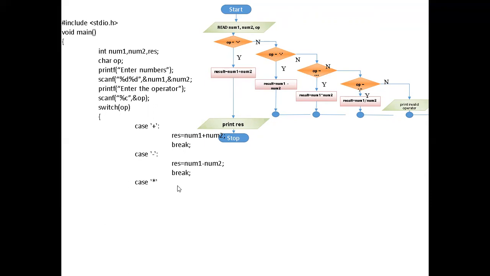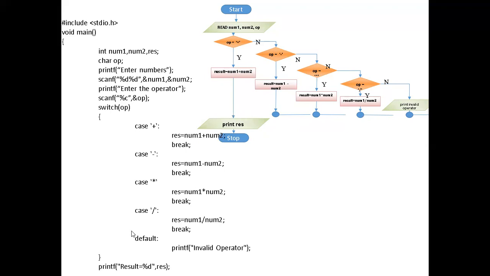Operator is equal to star, case star, colon. Put the colon here, then go to the S part. Result is equal to num1 into num2, break. Case slash: go to the NOR part. It is slash, result is equal to num1 by num2, break. So now go to the NOR part. There is no condition, so we can use the keyword default colon. Print invalid operator. So now close the switch body and write print result is equal to %t result.